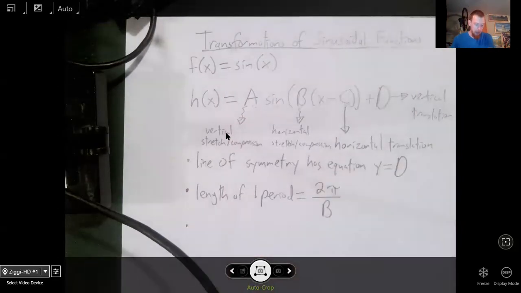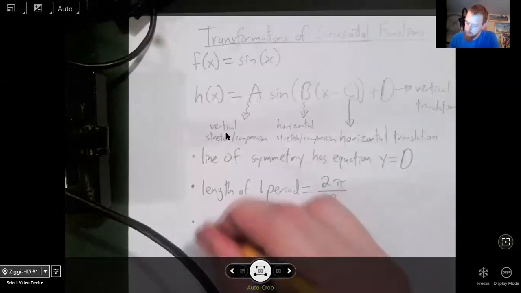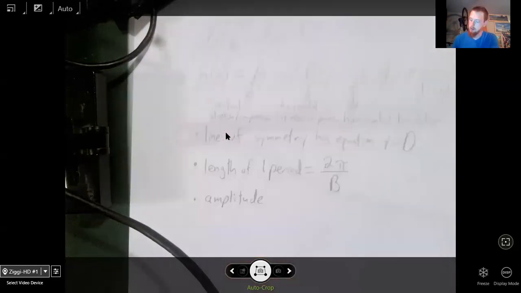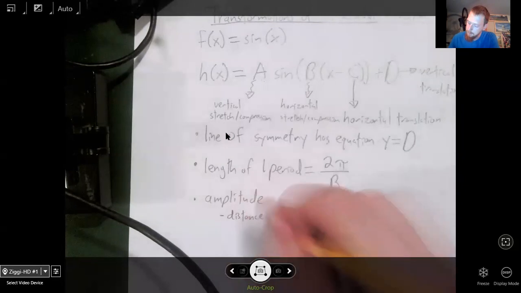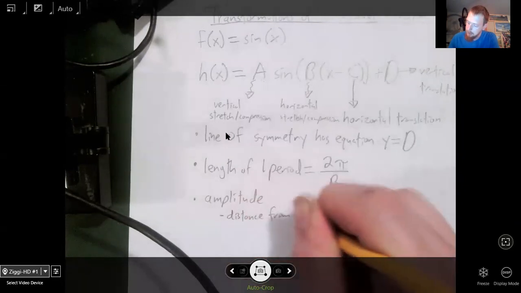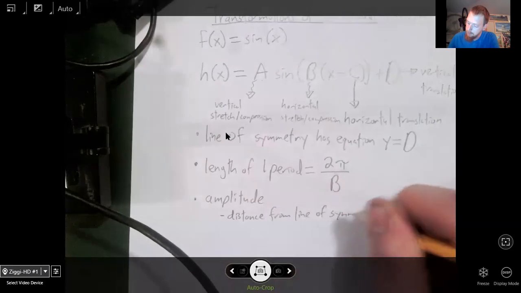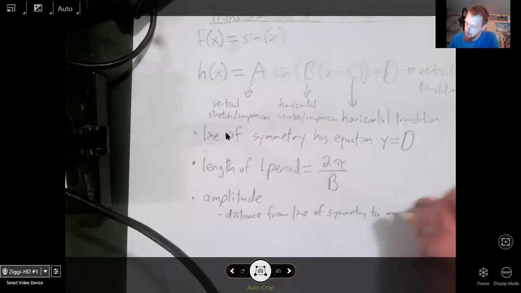So the amplitude is going to tell us, we can think of that in 2 different ways. It's the distance from the line of symmetry to the maximum y value.